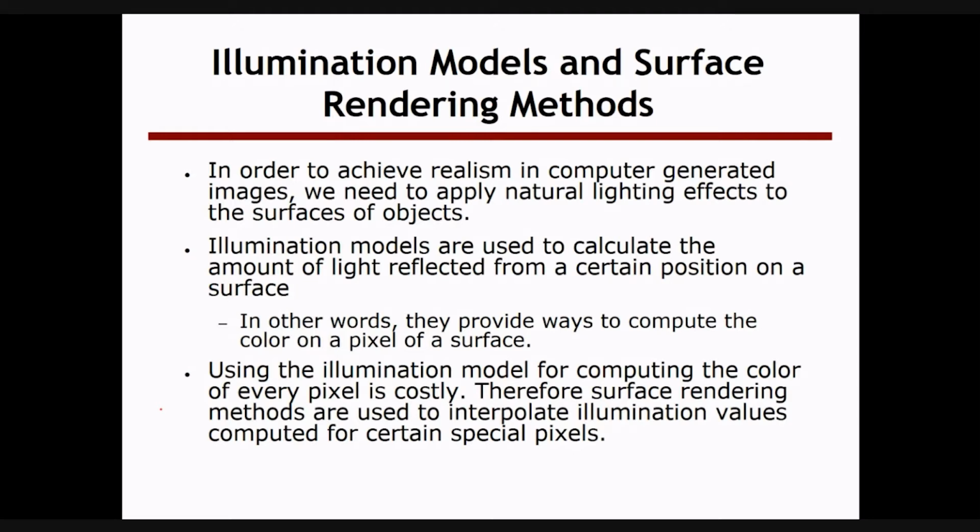that falls on that certain position of a river or an object. To do so, we have this illumination model. If we have something that can calculate the amount of light that a surface is reflecting, that is a very good thing.